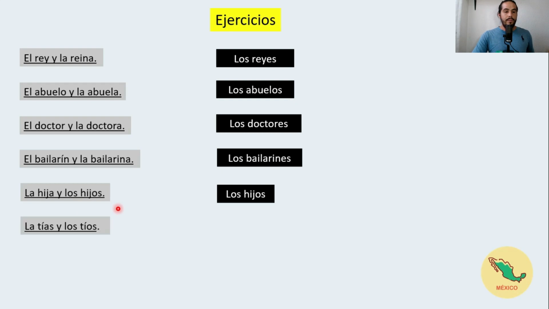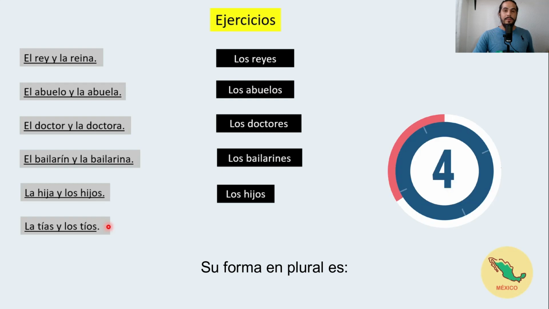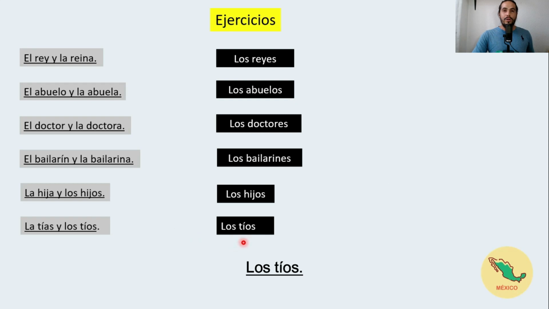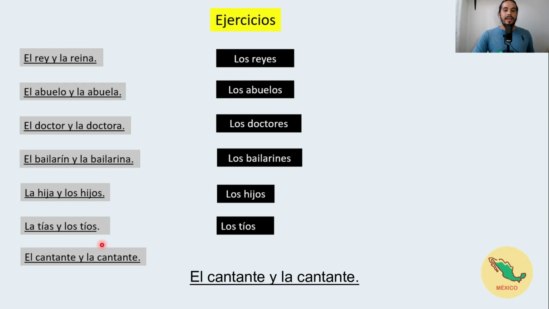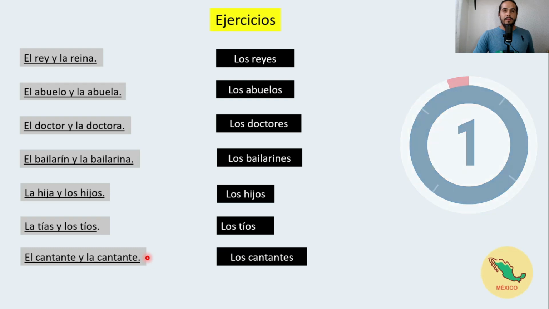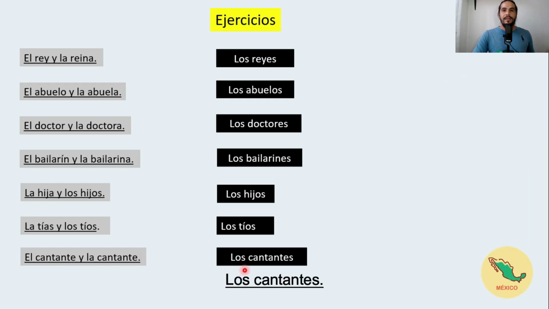Let's continue. Las tías y los tíos. Its plural form is los tíos. El cantante y la cantante. Its plural form is los cantantes. Let's continue.